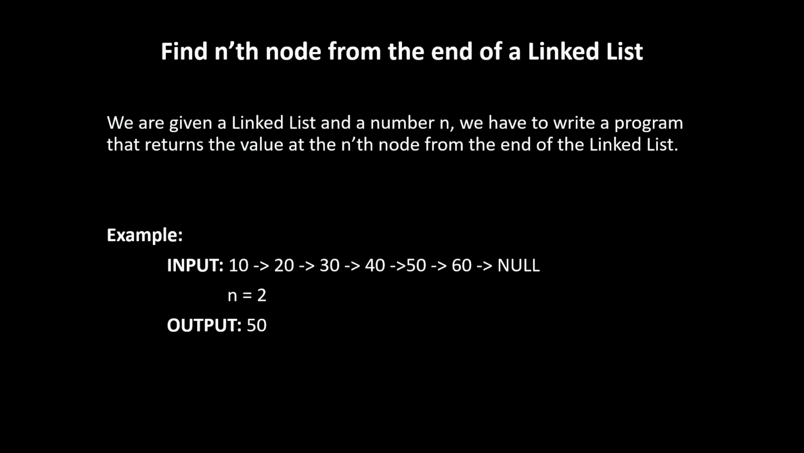We have an input linked list as 10, 20, 30, 40, 50, 60 and we have a value of n equal to 2. So we have to find the nth node from the end. From here we have to find the nth node. So this is the first node, this is the second node. So the output comes out as 50. So we have to find the nth node from the end. So let's see how we can solve this.